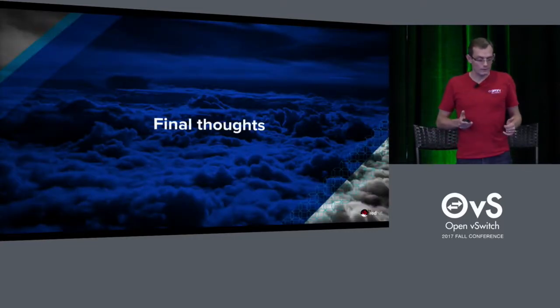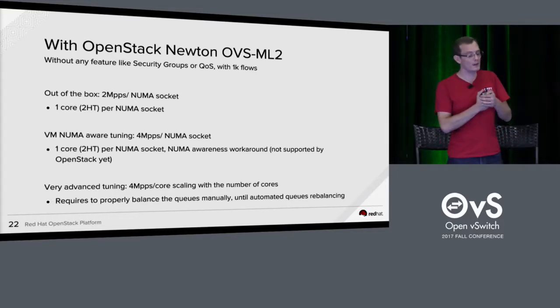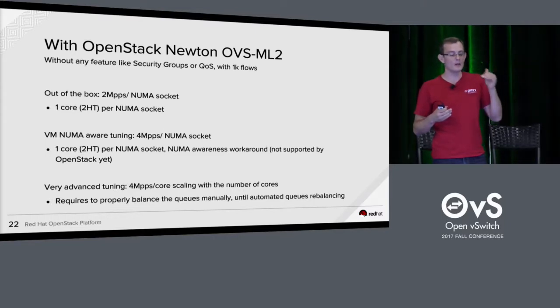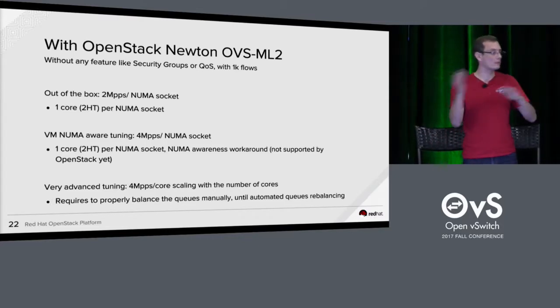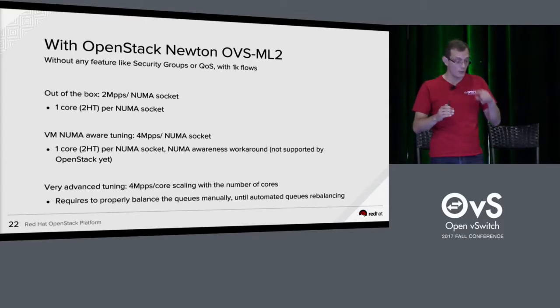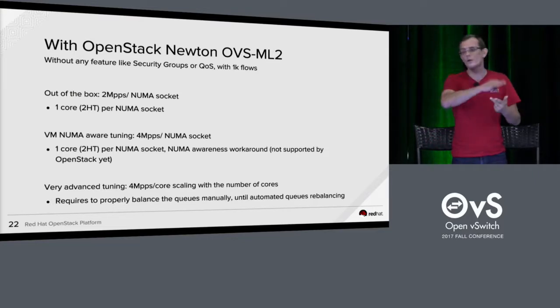Final thoughts. With OpenStack Newton, with the OVS ML2 plugin, once again without security groups or QoS, with 1K flows, out of the box, you can expect with 1 core of OVS-DPDK 2 million packets per second PVP. 2 million, because you will be cross-NUMA, maybe. If you're straight NUMA, you can expect, still with 1 core and 2 hyperthreads, 4 million packets per second. Because this is 1 core, 2 hyperthreads, all of the queues will be well balanced.